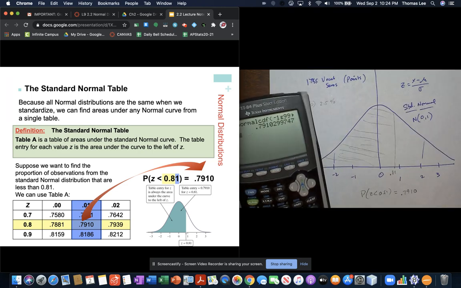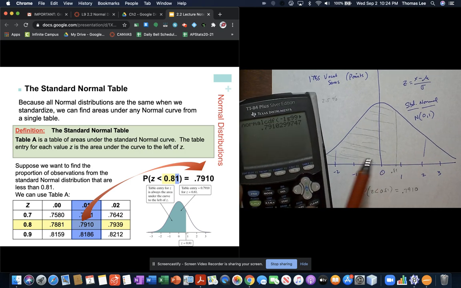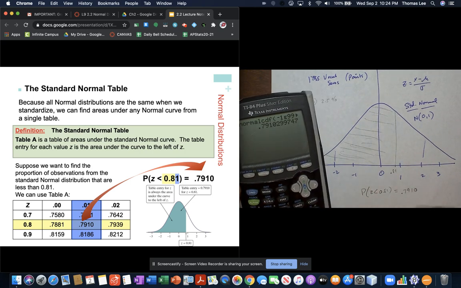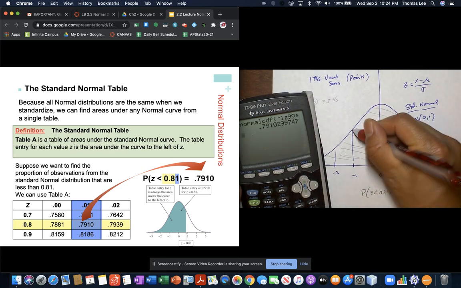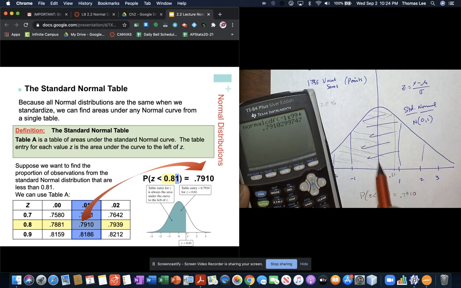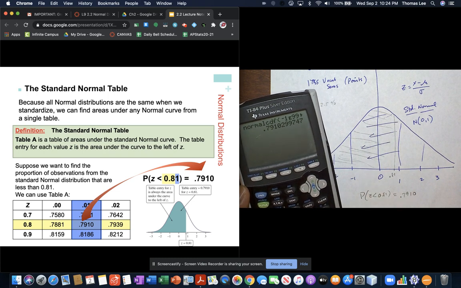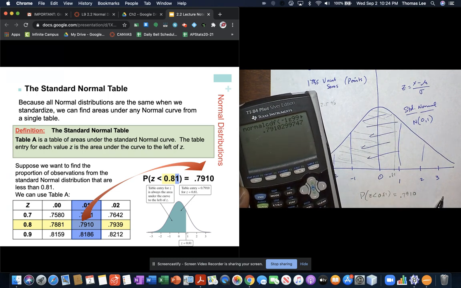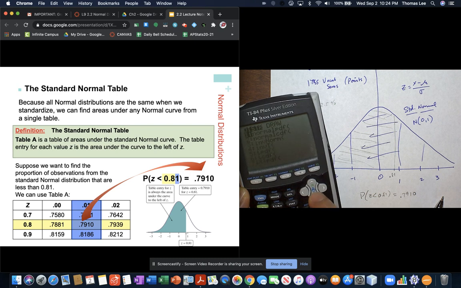Let's say we want to find the area under the curve from -1 to 1. Not negative infinity, we want to find this finite interval right here. Remember, the empirical rule told us that was 68%, so see if we get 0.68. 2nd VARS, go ahead and you guys do it. I know you can do this a lot faster than me.